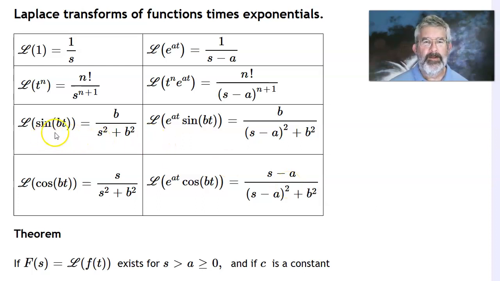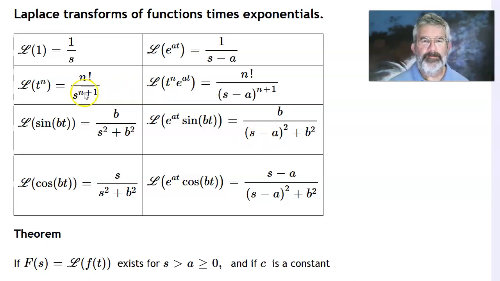That this is the Laplace transform of the sine of bt, and now we make the sine of bt times e to the at, take the Laplace transform, and what happens? The s over here gets replaced by an s minus a. It's just shifted in the s direction. Is that true up here as well?